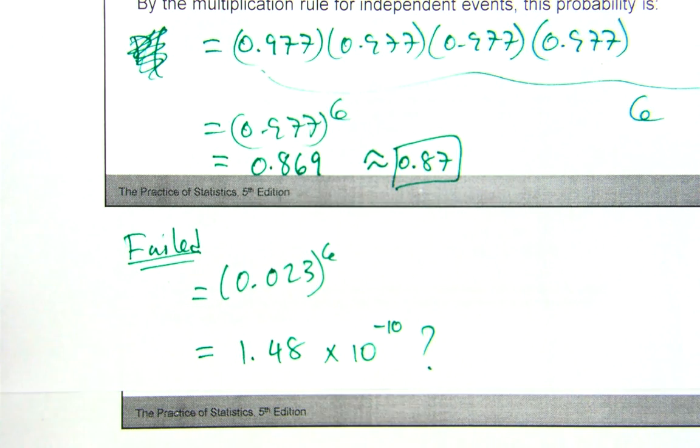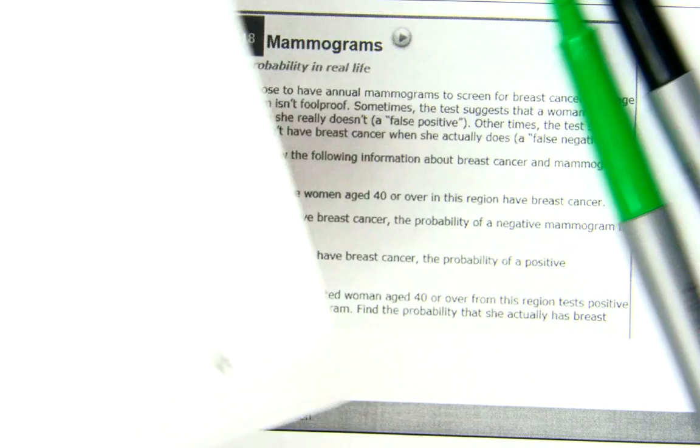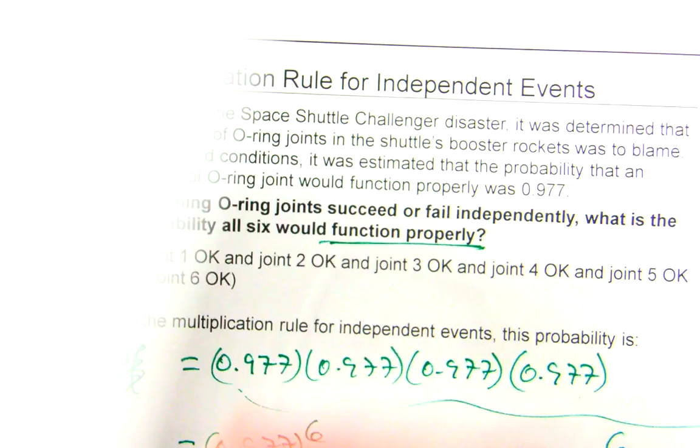Okay. I think that was it. There's 12 slides. Any more? Nope, that's it. Okay. So that's the multiplication rule for independent events. And you should be good to go.